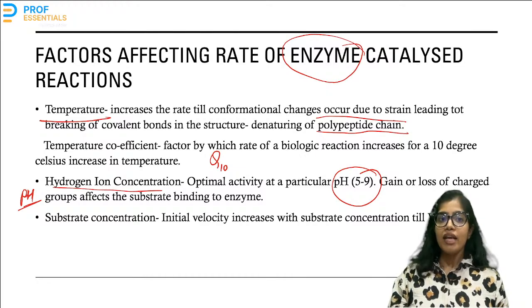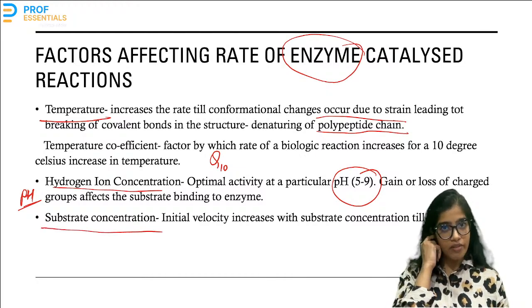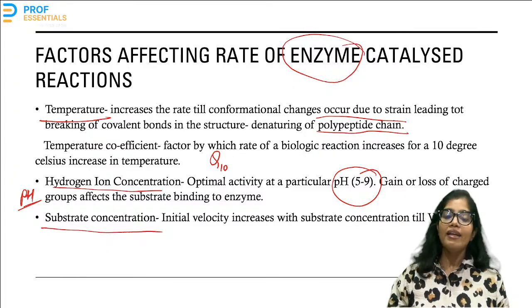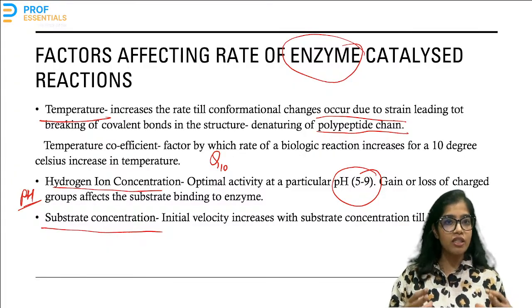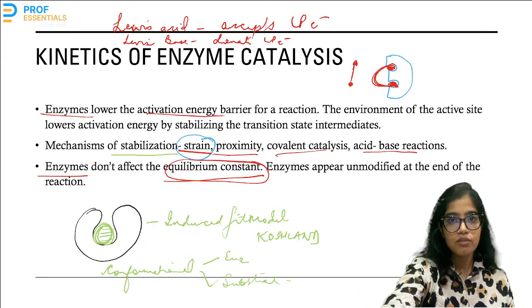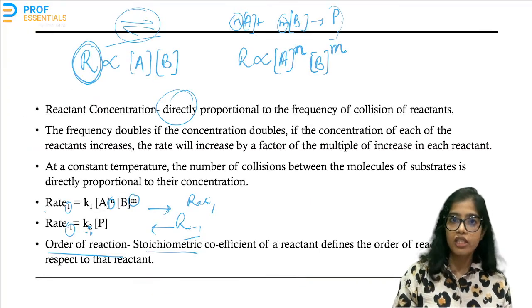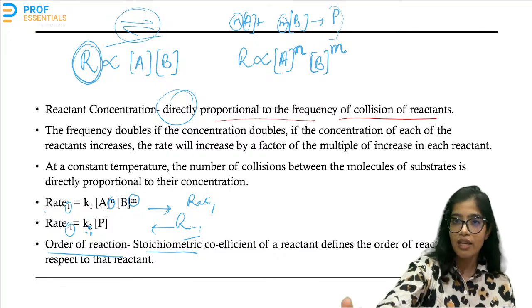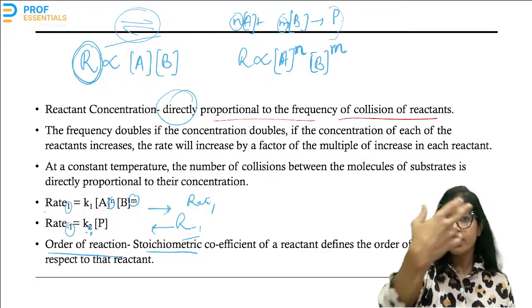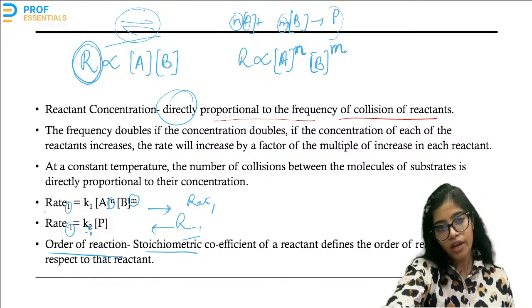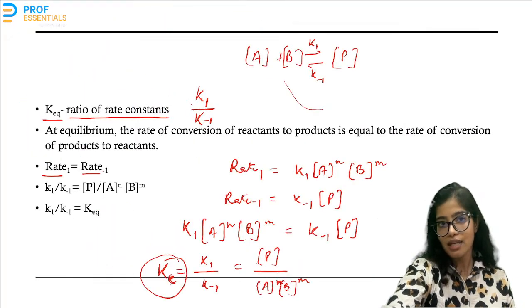Okay, the next is the substrate concentration. For a normal reaction, we saw how an increase in the concentration of substrates is going to increase the rate of the reaction. This is what we learned with the rate constant, right? The reactant concentration is directly proportional to the frequency of collision of reactants, and the rate of the reaction is also directly proportional to the concentration of the reactants.